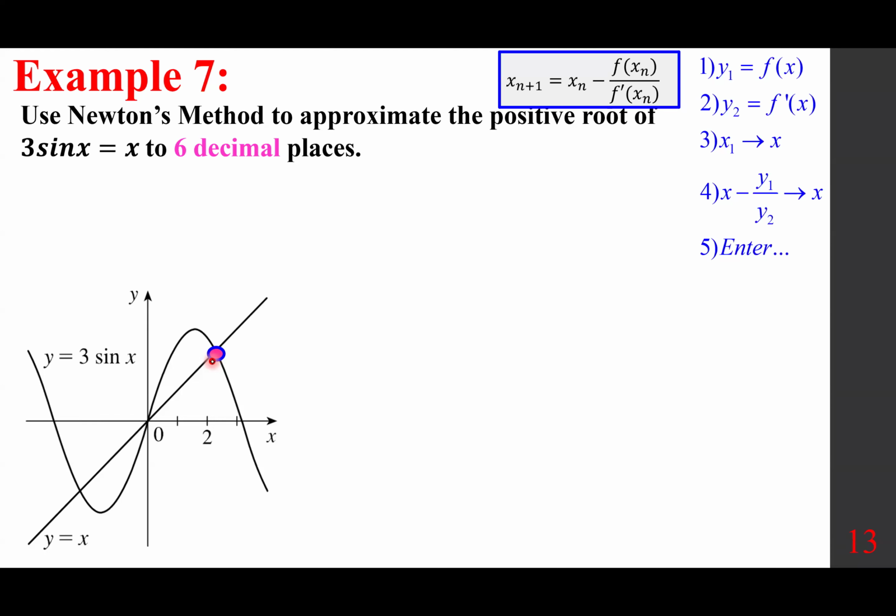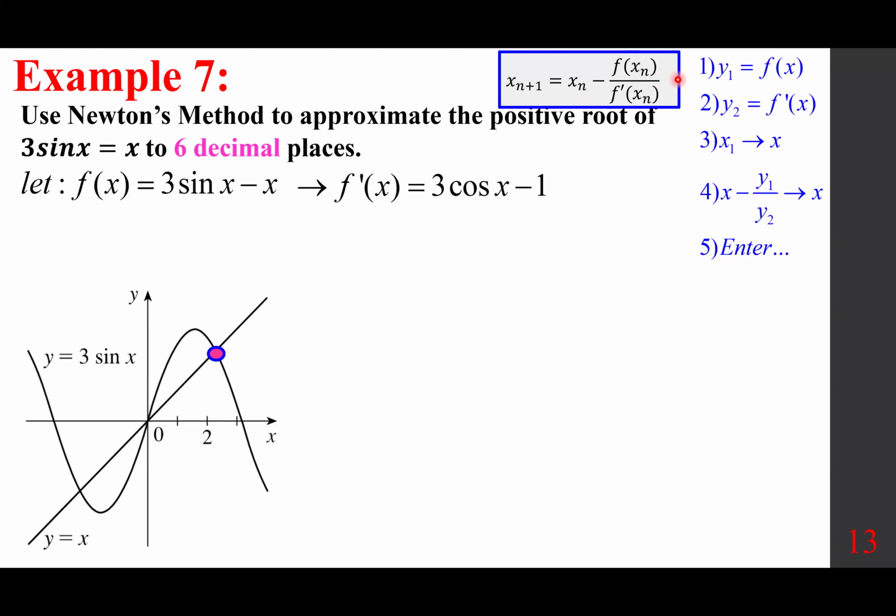How do we find that? First, you have to come up with the function 3 sine x equals x. You have to bring everything to the same side and call it f of x. For example, you can move the x to the left side. So this is the function that you have. So if that's your f of x, you need f prime of x. What is the derivative? 3 cosine x minus 1. So again, this has got nothing to do with Newton's method. It has got to do with understanding the function and how to differentiate it, f prime of x.